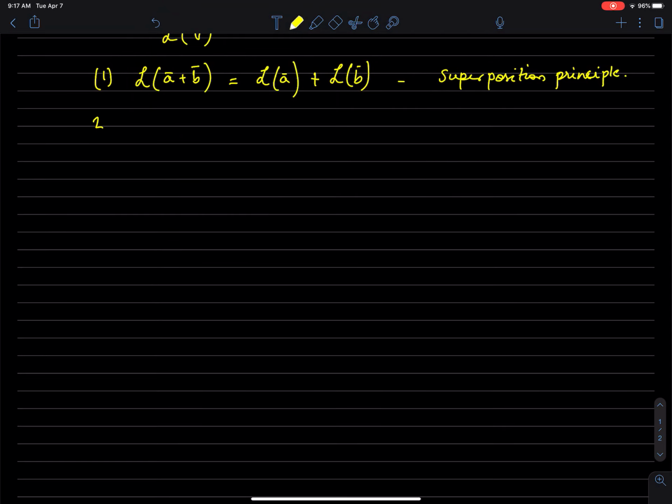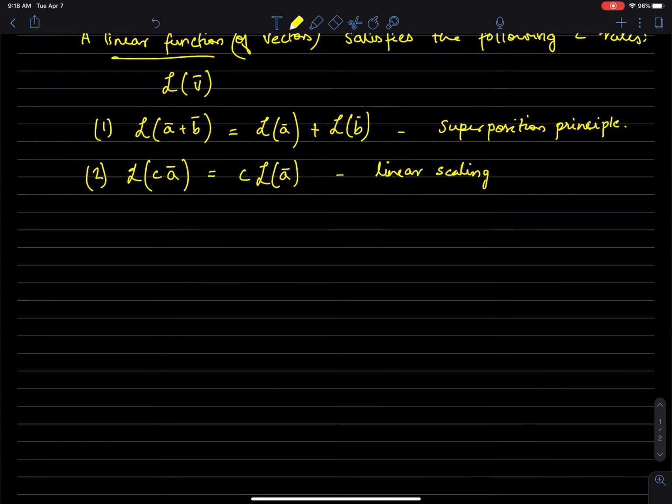And then the second condition, which you can sort of also think of as a version of superposition, but has to do with scaling, linear scaling, is if you have a scalar times a vector, where C is a scalar, and then operate that quantity by the function L, then that's equal to C times L of A. Okay, so these are the two main properties of linear functions.